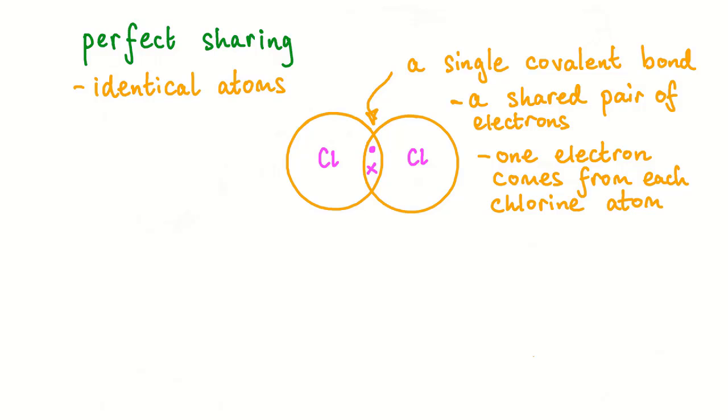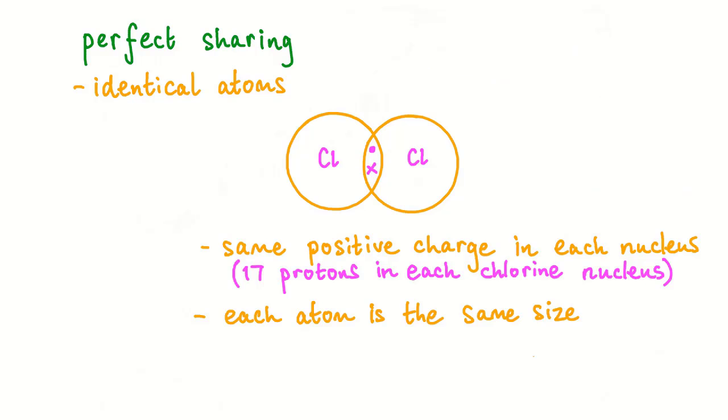If the atoms involved in the covalent bond are identical, the attraction for the shared pair of electrons will also be identical. We can imagine this situation to arise in a molecule of chlorine. The single covalent bond formed in a chlorine molecule contains a shared pair of electrons. One electron comes from each chlorine atom respectively, shown by a dot and a cross here. So in this chlorine molecule, we can imagine that there is perfect sharing of the pair of electrons in this covalent bond, since the number of protons in each nucleus is identical and the size of each chlorine atom is the same.